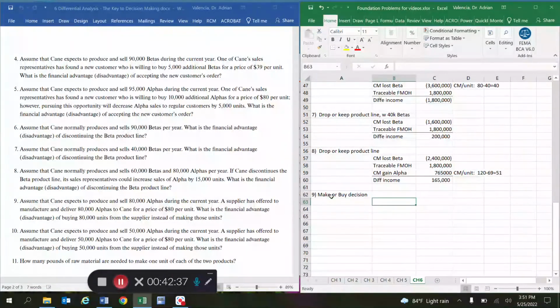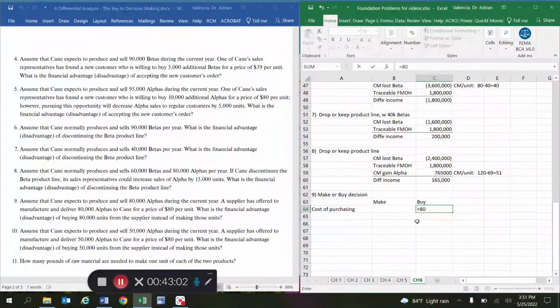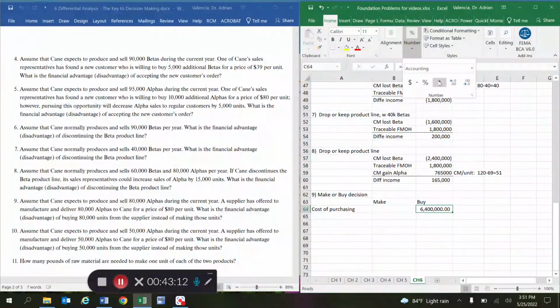So the first thing I'll do is make a couple columns here. These are my differential costs for making, and then this is my differential cost for buying the product. So if I buy this item, then I'm going to incur $80 per unit times 80,000. So this will be my cost of purchasing, and that's going to be right here. So it's going to be $80 times 80,000 units. Let me go ahead and put some commas in here so it looks a little bit easier on the eyes.